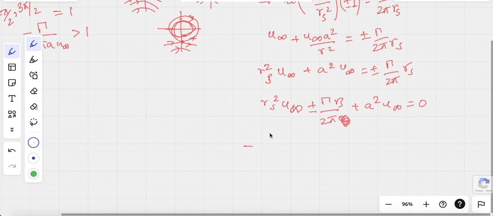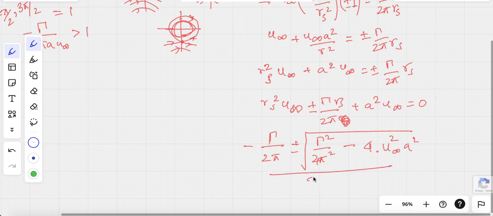We have minus gamma by 2 pi plus minus root over of gamma by 2 pi whole square minus 4 into u infinity square a square, divided by 2 into u infinity square. So this will be rs.